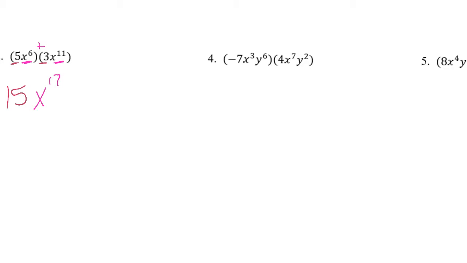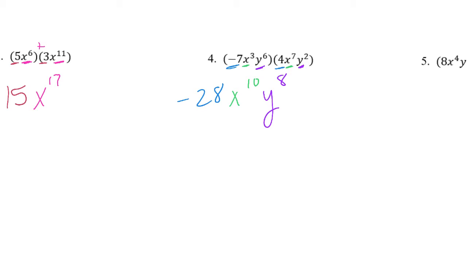Number 4, same type of rule. So we're going to multiply our big numbers first. Negative 7 times 4 is negative 28. Then we want to look at our like bases. So we have x to the 3rd here and x to the 7th. So we're going to add that. 3 plus 7 is 10. And then we want to do the same thing with the y's. We have 6 y's here, 2 y's here. 6 plus 2 is y to the 8th. So that is your final answer.